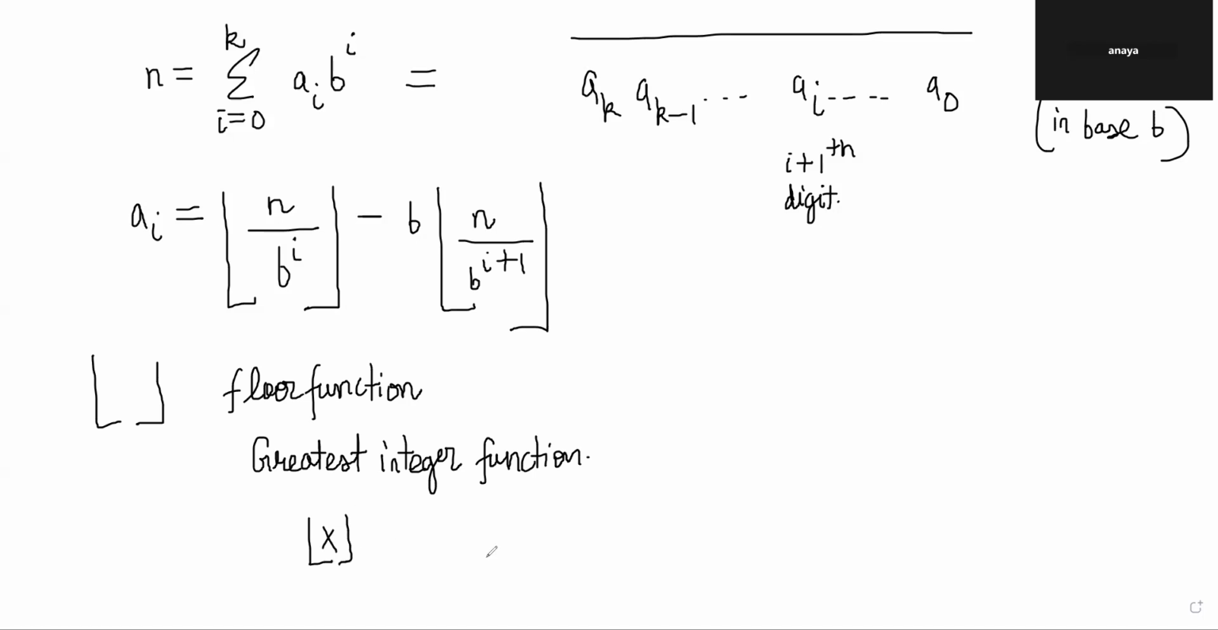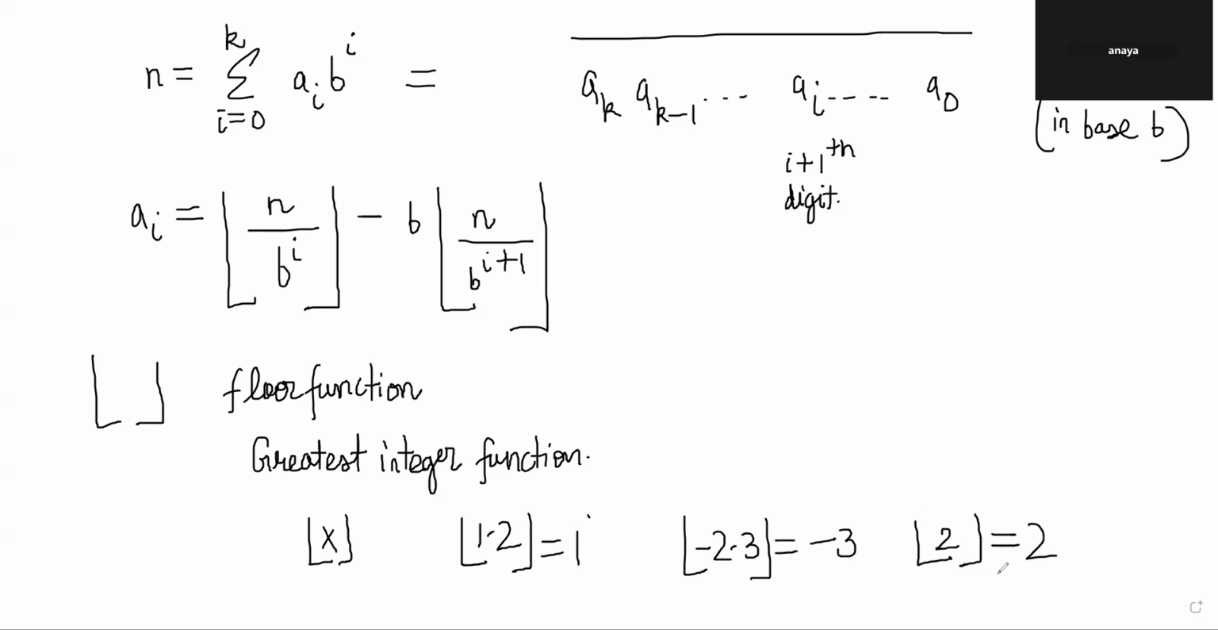Basically, GIF of x, where x is 1.2 if you want, would be 1. 1.2 GIF is 1. For negative numbers, usually GIF is the number below it, so it would be minus 3. And if it is an integer, GIF is the same as the number. So the greatest integer function is a function that gives us the value of the integer that is less than or equal to the number inside.